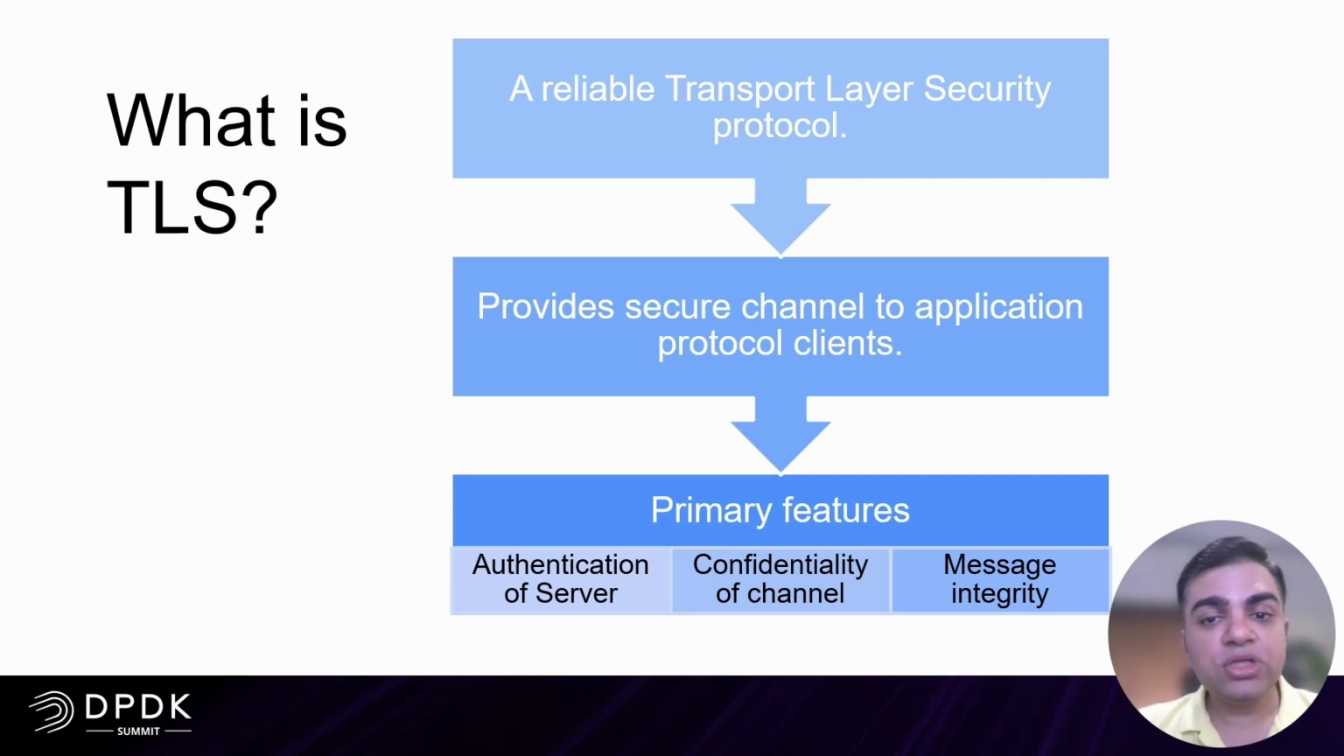There are three primary features of TLS. First is the authentication of server. It ensures that the parties exchanging information are who they claim to be. Second is channel confidentiality. It encrypts the data being transferred from third parties to ensure that the channel is confidential. Third is message integrity. It verifies that the data has not been forged or tampered with.